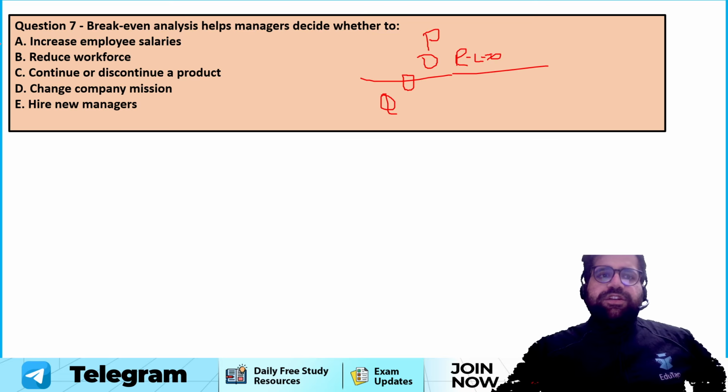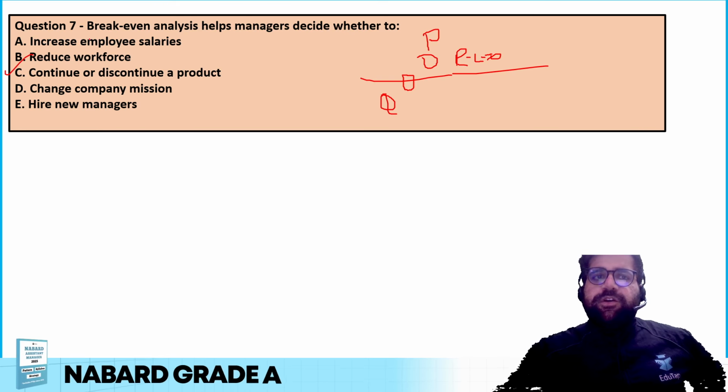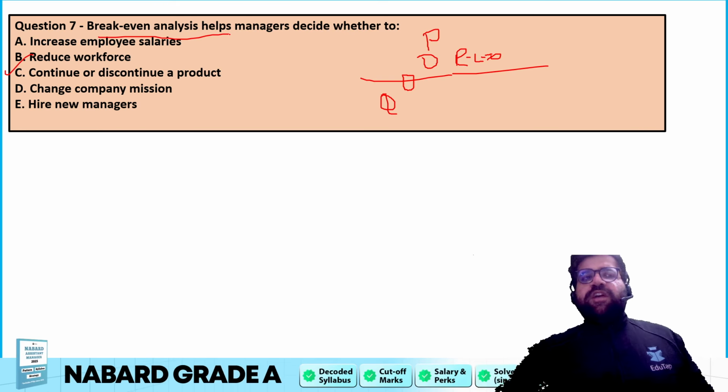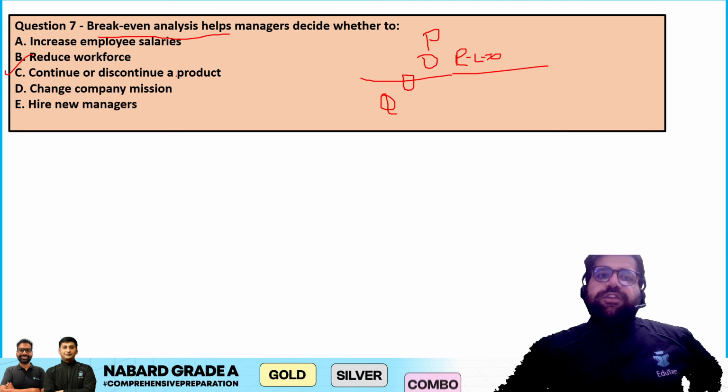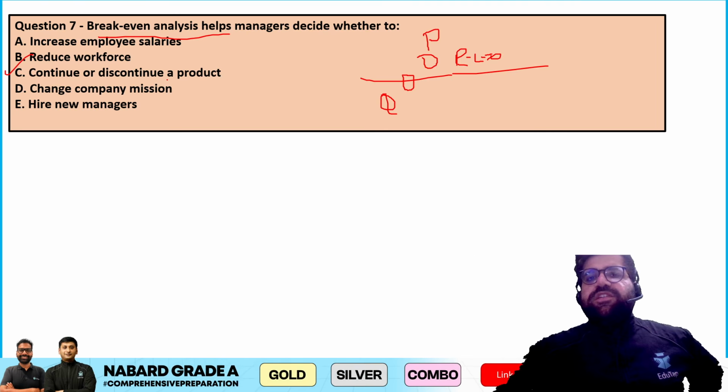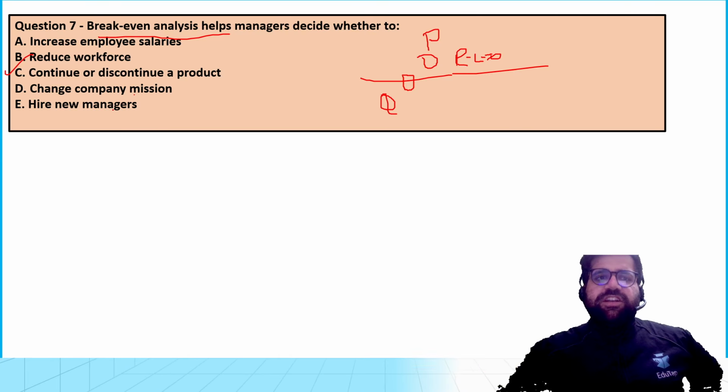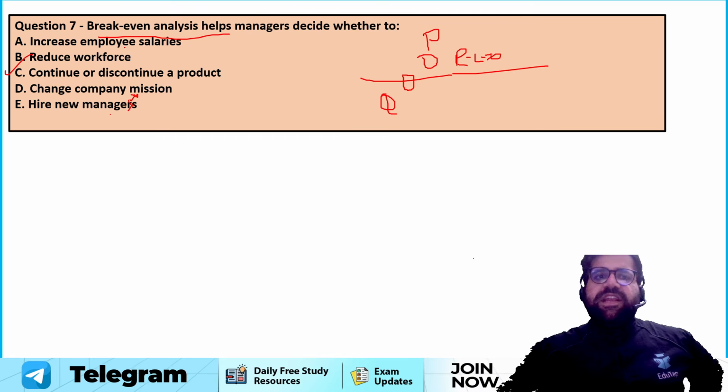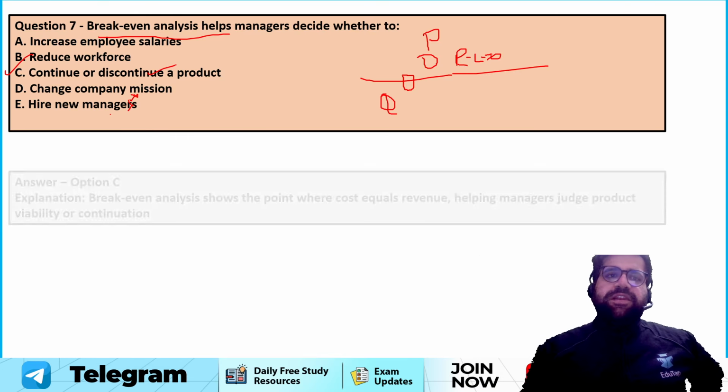So the correct answer over here will be option number C, because break even helps you to find the productivity, or to understand at what level of units you have to do production. So if you see, option number C talks about this only. Salaries, workforce, mission, new manager, these were not making any sense. So the answer will be option number C only.